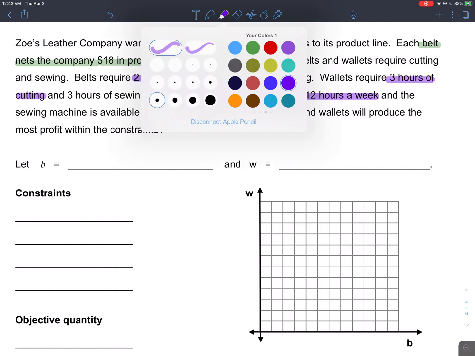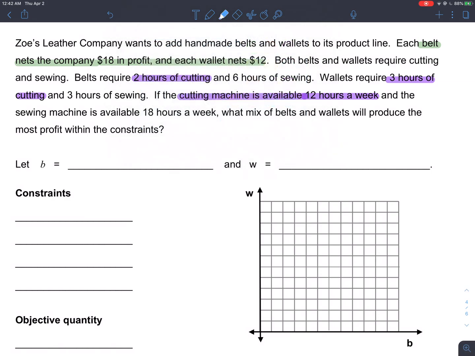And then, actually let me use a different color. And then 6 hours of sewing per belt and 3 hours of sewing per wallet. And the sewing machine is available for 18 hours a week. All right, what mix of belts and wallets will produce the most profit within the constraints?